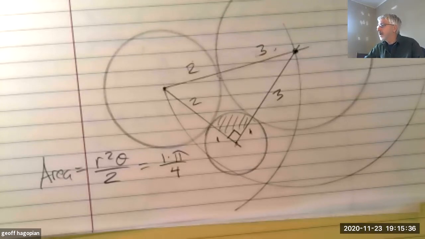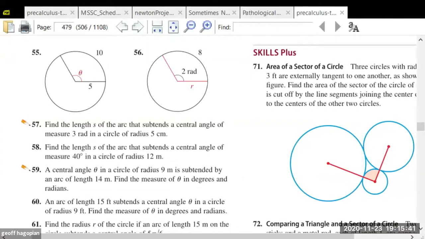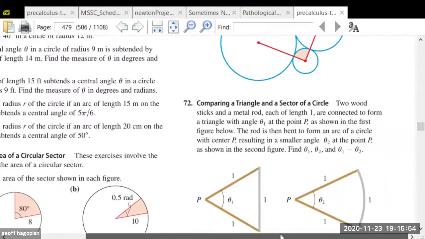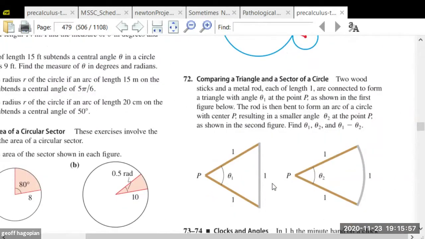Okay, so we wanted to go to Sumatra and look at these problems. Comparing a triangle and the sector of a circle. Two wood sticks and a metal rod, each of length L, are connected to form the figure below. So it's an isosceles triangle. The rod is then bent to form the arc of a circle.